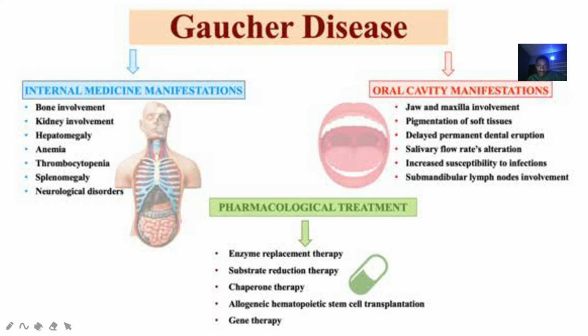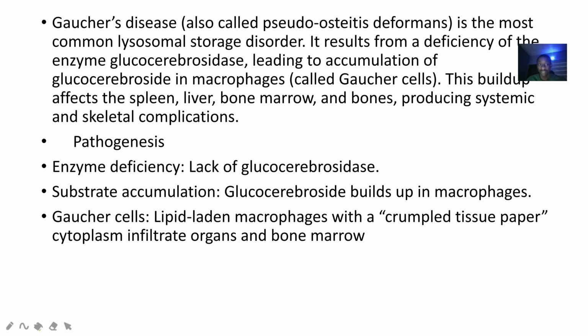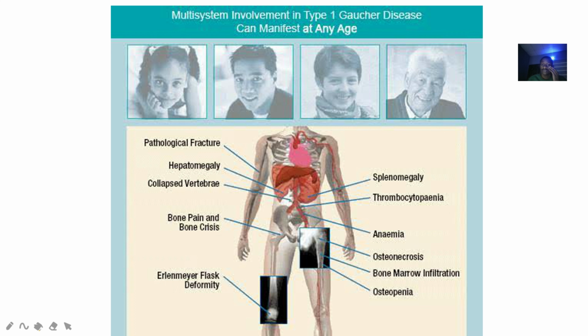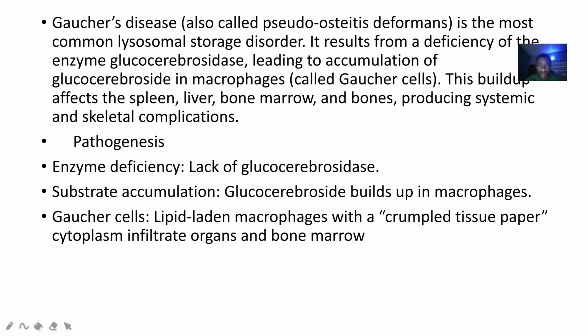disorder. It results from deficiency of an enzyme known as what? Glucocerebrosidase. Alright. So of course, an enzyme, if it is there, it helps in breaking down one or two things. If the enzyme is not there, that thing will accumulate. So it leads to what? Build up of what? The Gaucher cells. That's in spleen, liver, bone marrow, bones.